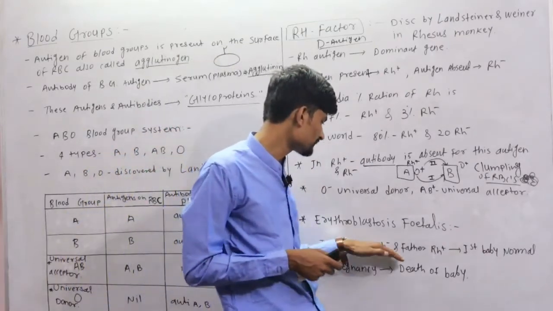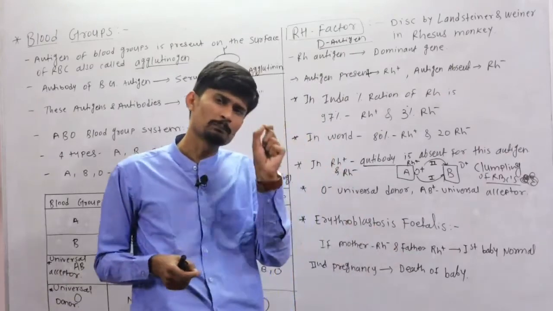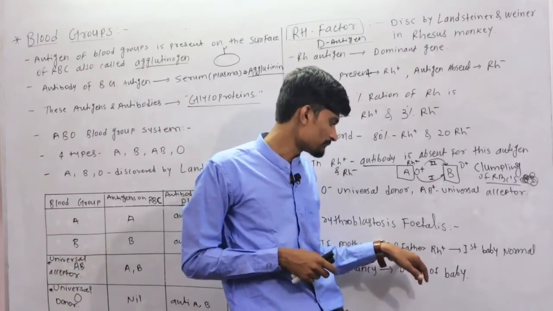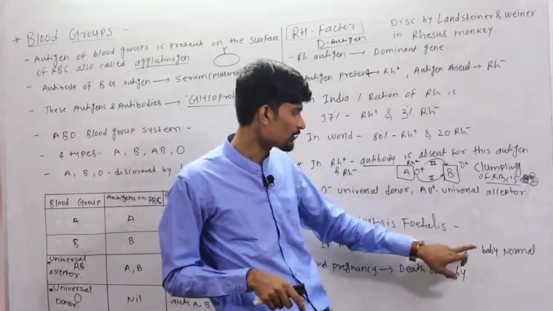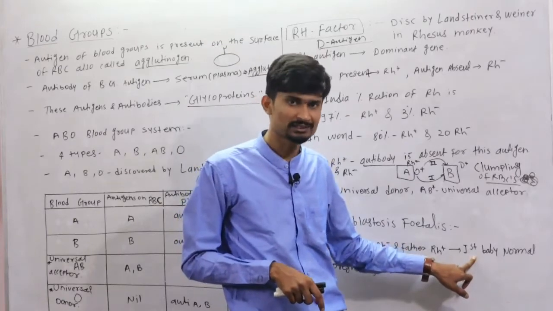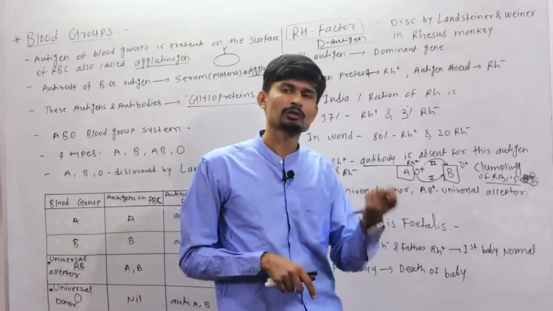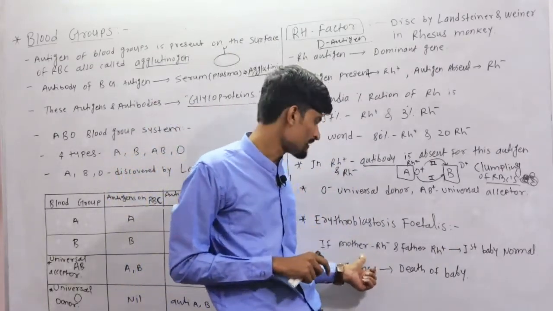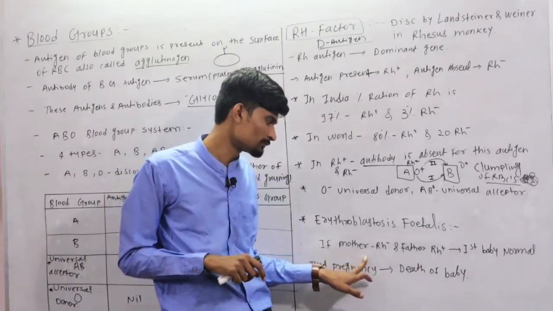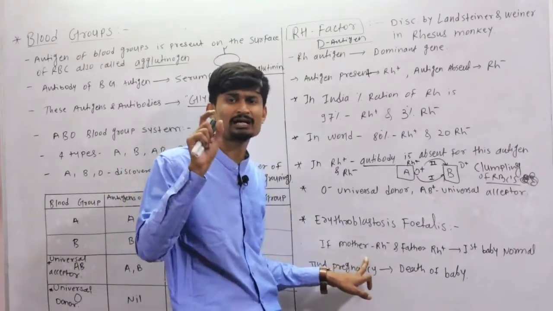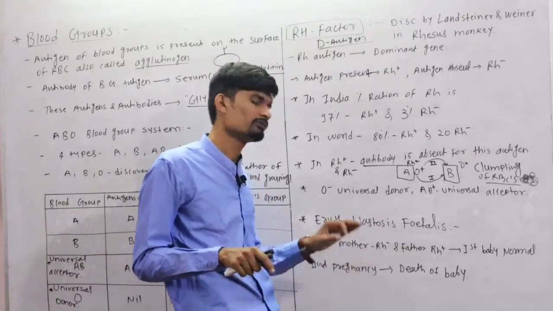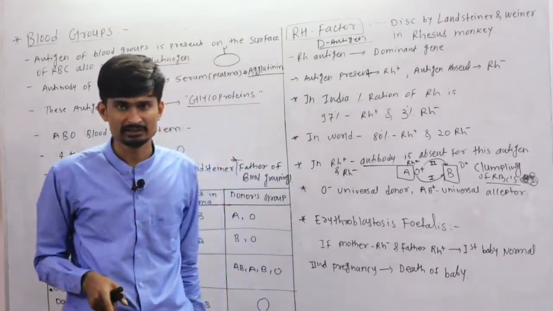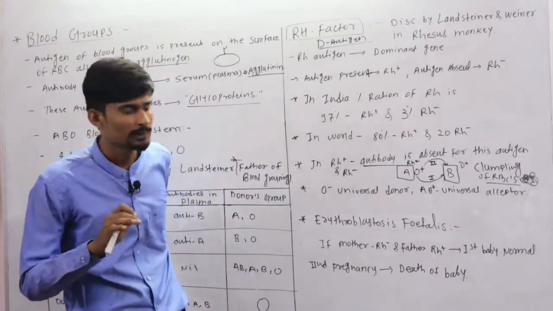What happens, students? During the first pregnancy, if the fetus has Rh positive blood group, some amount of blood from the fetus enters the mother during the delivery. Once the blood of the fetus having the Rh positive antigen enters the mother's body, the mother will form antibodies against that Rh antigen and destroy these RBCs of the fetus.